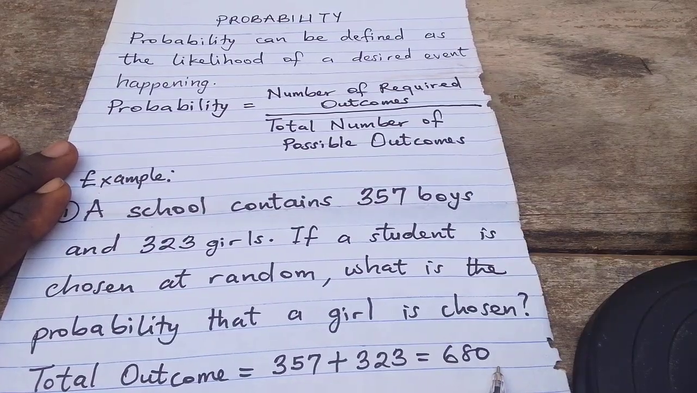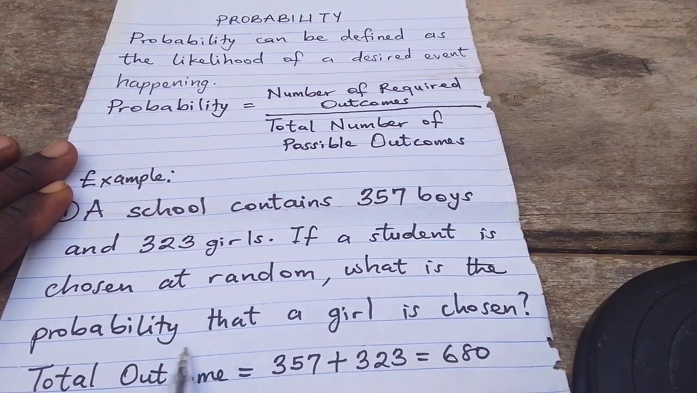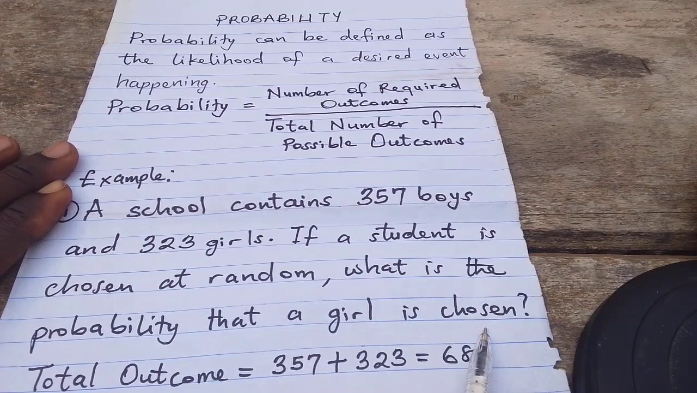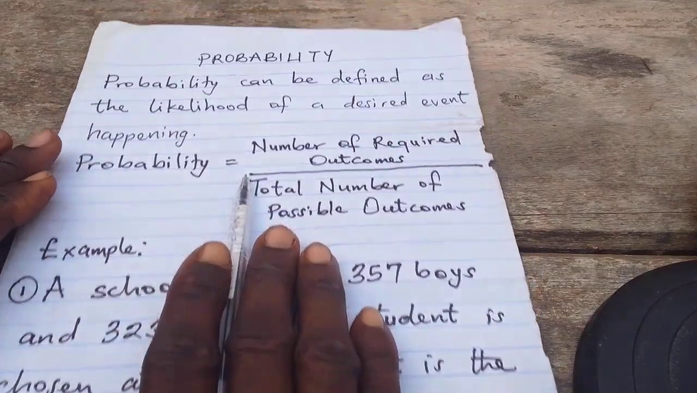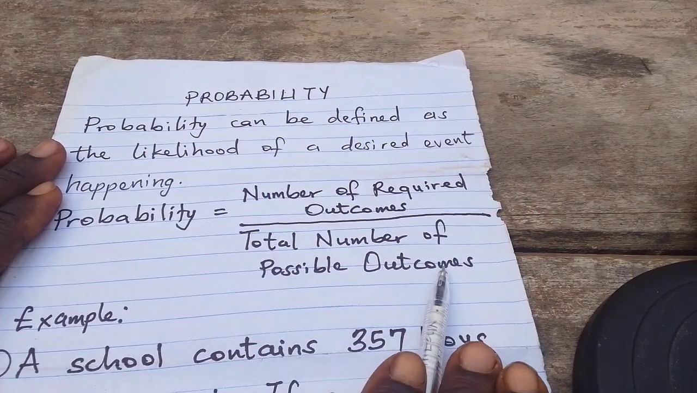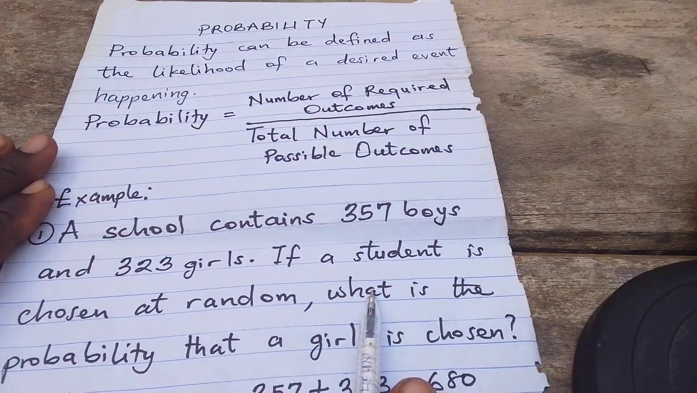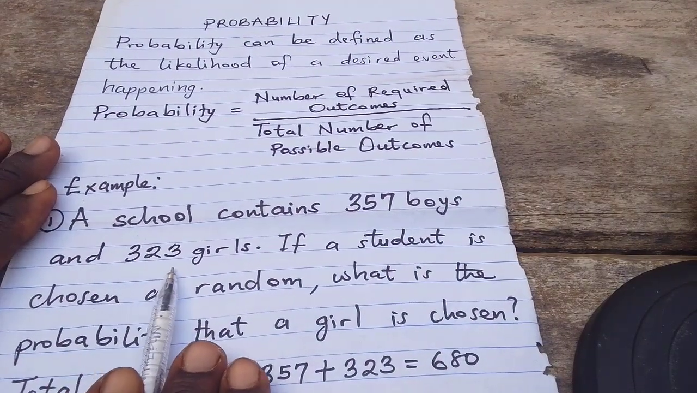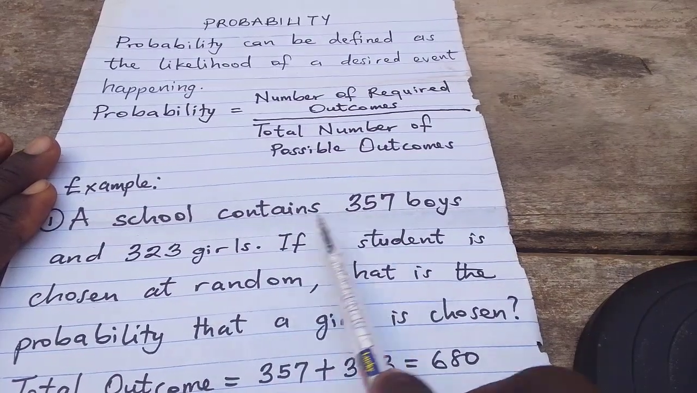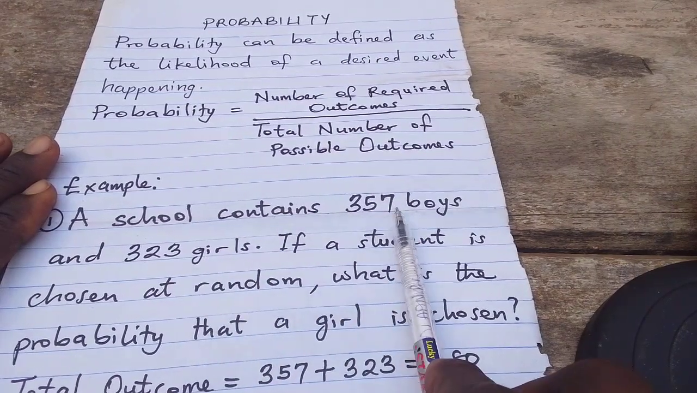The question says that we should look for the probability that a girl is chosen. So if you have to pick somebody in the school, what is the probability that a girl is the one that is taken? We said the formula is the number of required outcomes over the total number of possible outcomes. The number of required outcomes here is the total number of the girls, over the total number of possible outcomes, the addition of the girls and the boys.